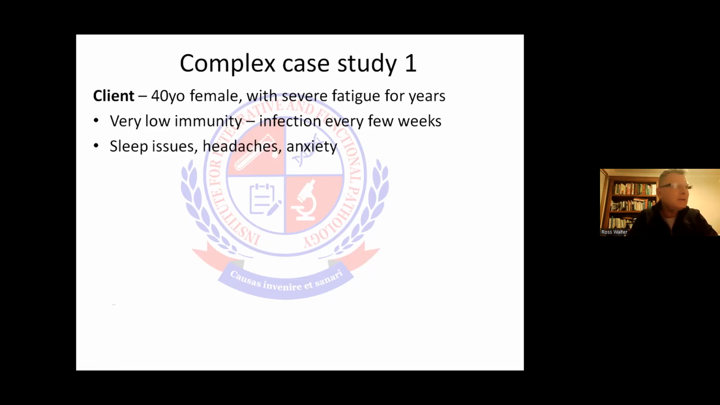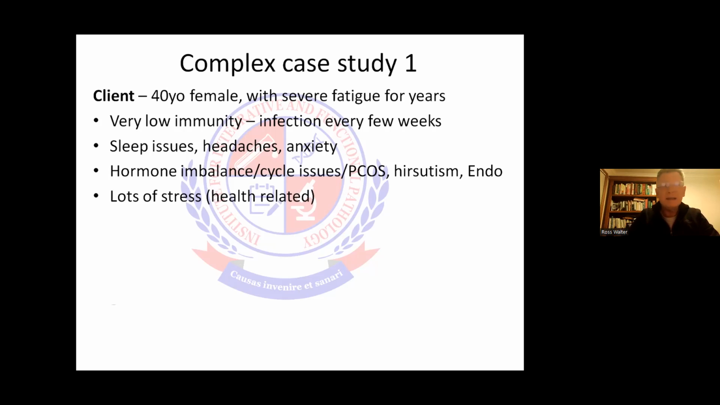Some additional symptoms she was experiencing included sleep issues, headaches, anxiety, and hormone imbalance with her cycle: lots of cycle issues, very heavy periods, lots of pain, very irregular, PCOS, and hirsutism, which is increased body hair in places where a female normally wouldn't get it. That is actually related to PCOS, and endometriosis as well. Lots and lots of stress, but that's mainly due to her health issues. She's stressing out about that.